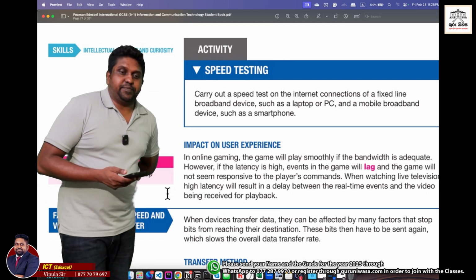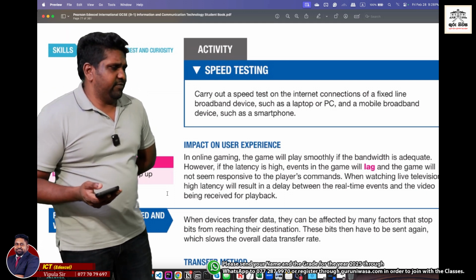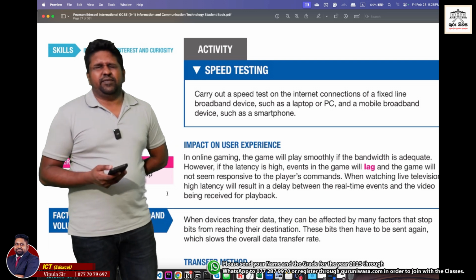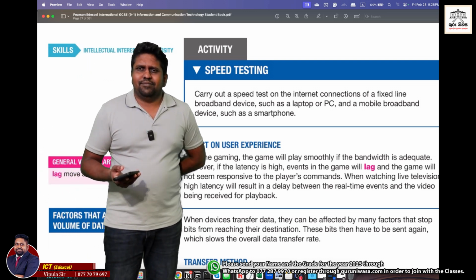Then speed testing. I think you all know about speed testing. We do this most of the time.